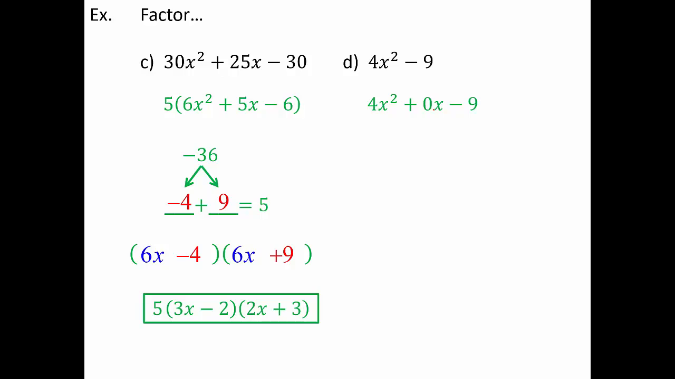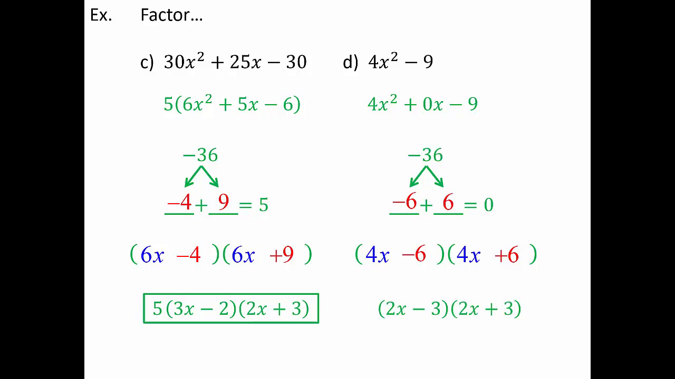If I go through the modified AC method again, 4 times -9 is -36. Factors of -36 that add up to the b value, which happens to be 0 in this case, would be 6 and -6. Double bubble, 4x squared becomes 4x and 4x. -6 and 6 go in their places, and then when I reduce, 4 and 6 can be divided by 2, so I get 2x minus 3, 2x plus 3.